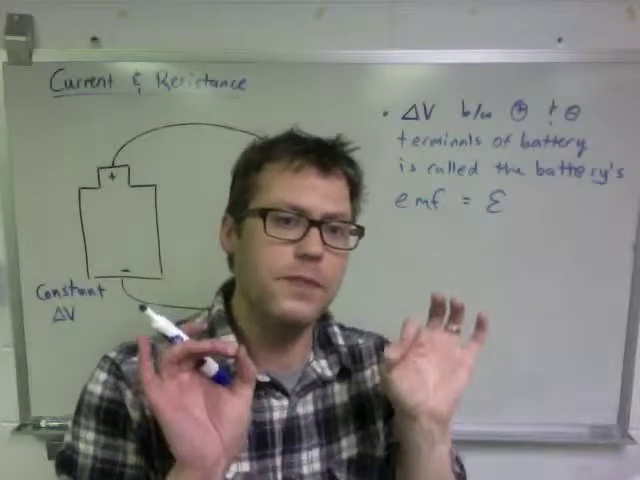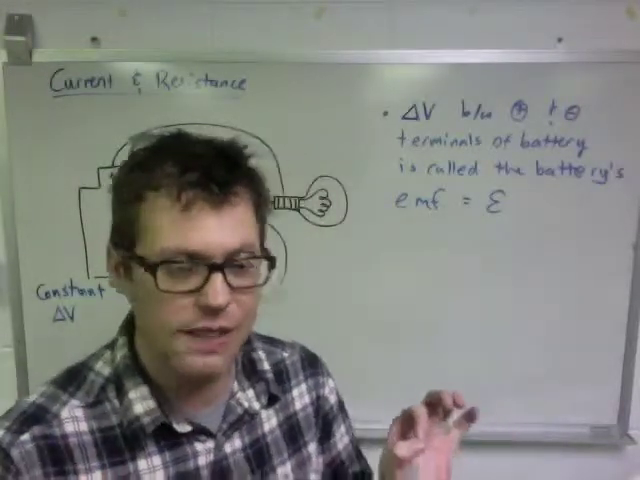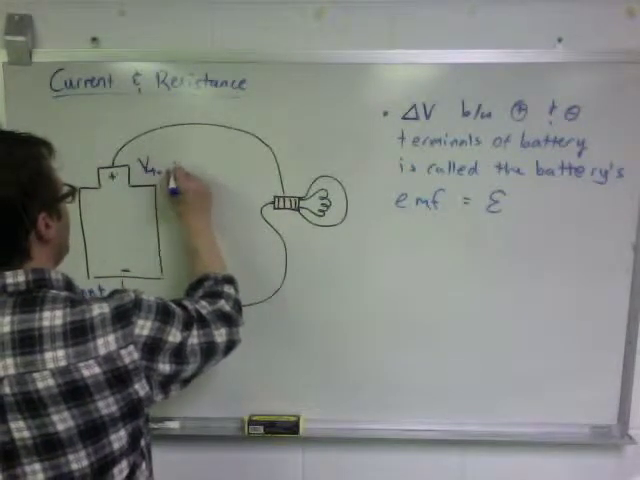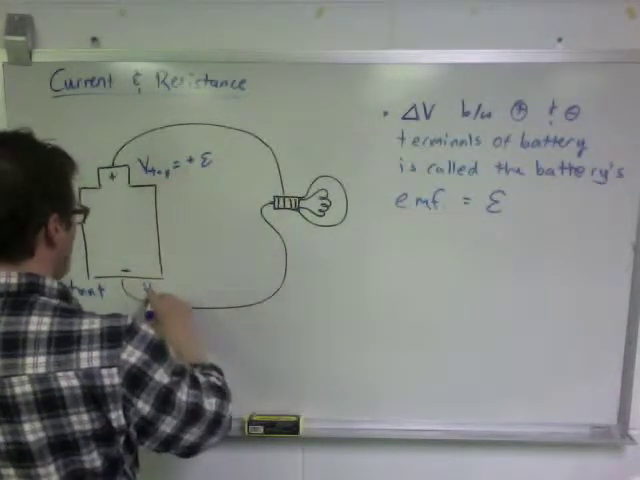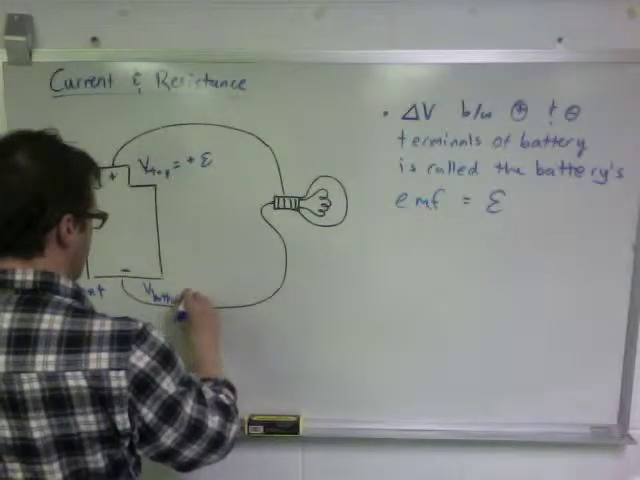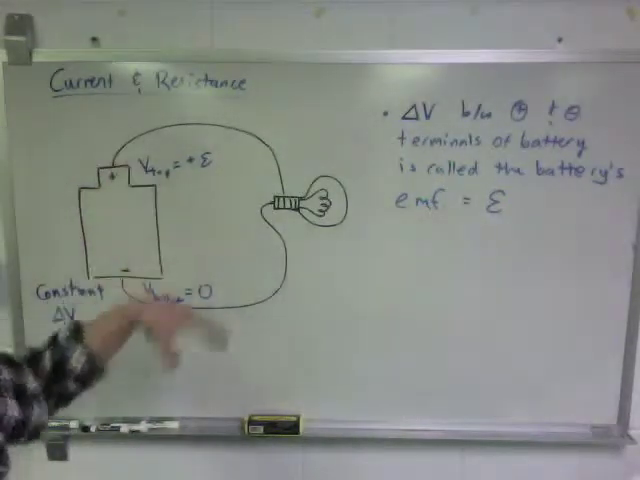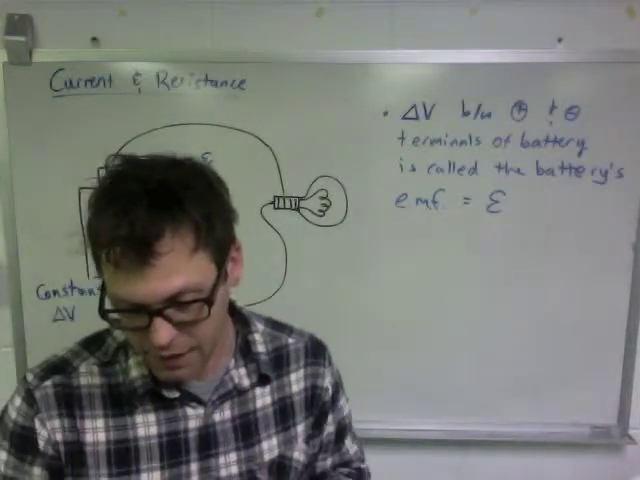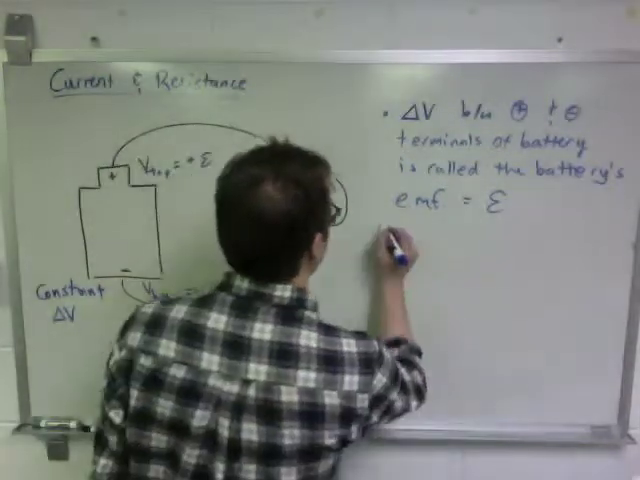You don't have to do this. Again, remember choosing the zero of potential is arbitrary, but I tend to like to say that the top of the battery is positive E and the bottom of the battery is 0. If I'm free to make that choice, I just tend to do it, just because it helps keep things straight in my head.